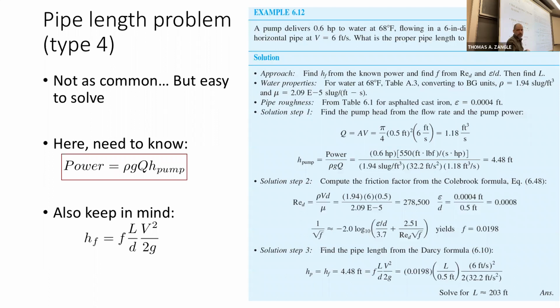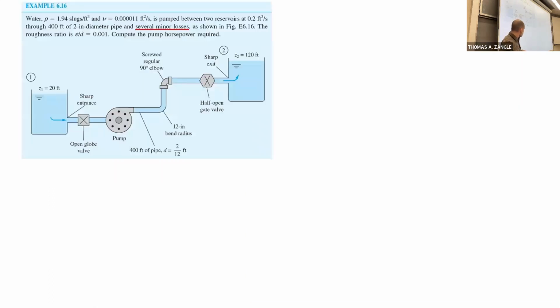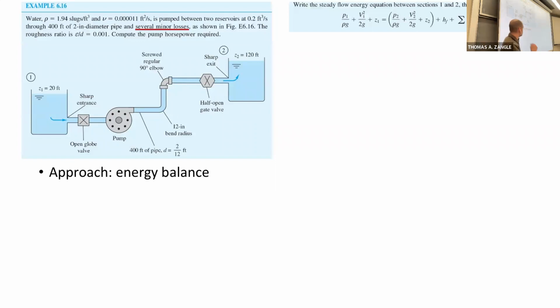Okay. So we're given the roughness ratio, we're given the kinematic viscosity, and in this case we're given the flow rate. So really the only thing that we're missing is h pump. Okay, so our approach is going to be an energy balance.